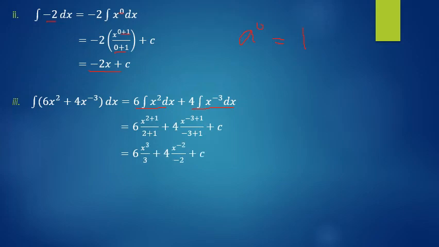So let's simplify that. Let's do the additions. So you will get 6 times x cubed, so that's from the 2 plus 1 all over 3, plus 4 times x to the negative 2. Again, that's from the negative 3 plus 1 all over negative 2. So 6 and 3 here are both divisible by 3. So this will become 2. And then 4 and negative 2 here, we can both divide them by negative 2. So this will also be minus 2. So what we will have is 2x cubed minus 2x to the negative 2 plus c.